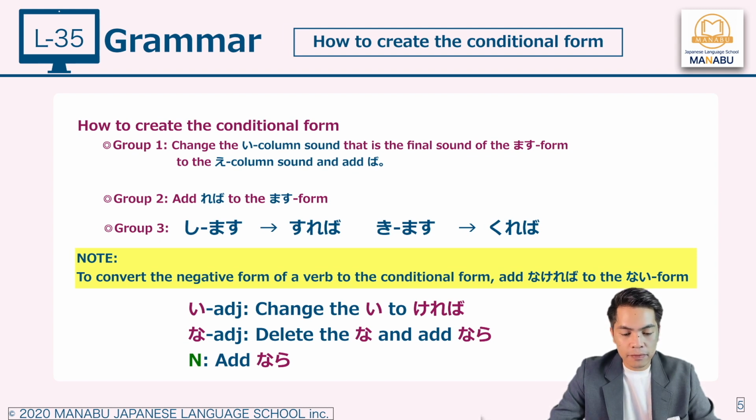To create the conditional form of the verbs from group 1, group 2, and group 3: for group 1, change the U column sound, that is the final sound of the masu form of the verbs, to the E column sound and add ba. For group 2 verbs, just remove masu and add reba. For group 3, from shimasu it will become sureba, and from kimasu it will become kureba. We've already made a lecture video on how to create the conditional form of the verbs, nouns, and adjectives, so please watch.